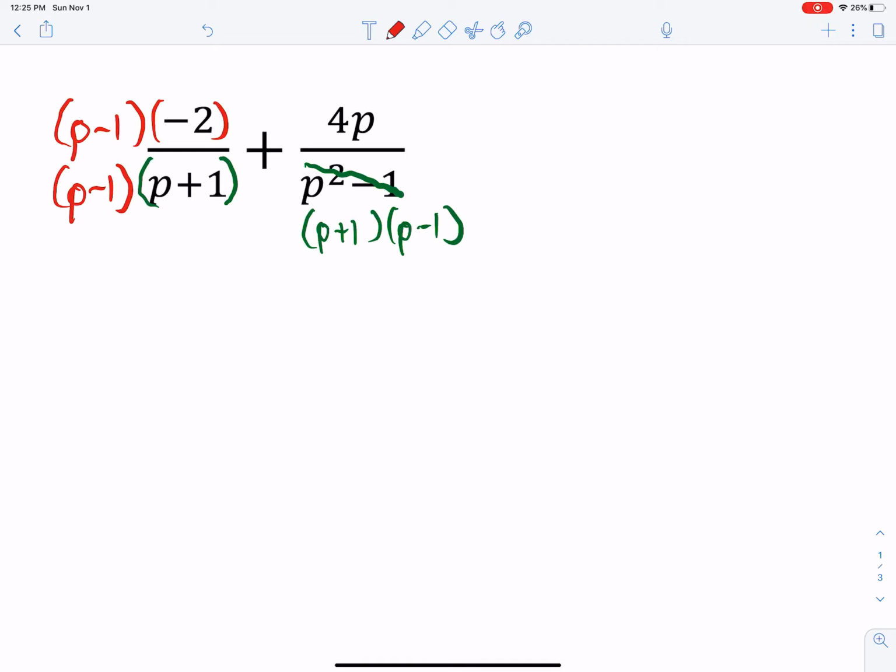Now the second fraction, there's nothing that it's missing. There's a p plus 1 on the bottom of the first fraction, but there's already a p plus 1 on the bottom of the second fraction. So that one, I don't have to multiply by anything. It's not missing anything. So when I get my common denominators here, my common denominator for the bottom is p minus 1 times p plus 1. That's going to be my denominator for both fractions.